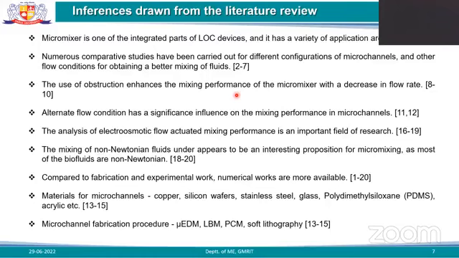It is very true that most of the research going on is numerical, but comparatively the fabrication and experimentation work is less. The materials used to fabricate this kind of channel for experimental or product purposes include metals like copper, silicon wafer, stainless steel, glass, and polymers like PDMS, polydimethylsiloxane. Different techniques are also used, such as micro EDM, laser beam machining, photochemical machining, and soft lithography. These are some outcomes from the literature.